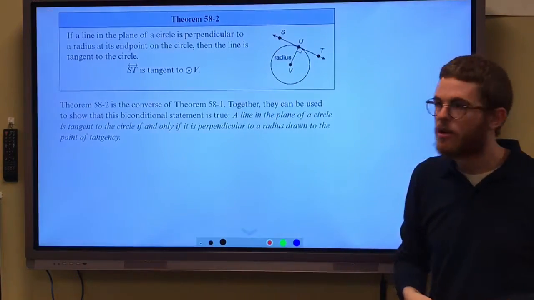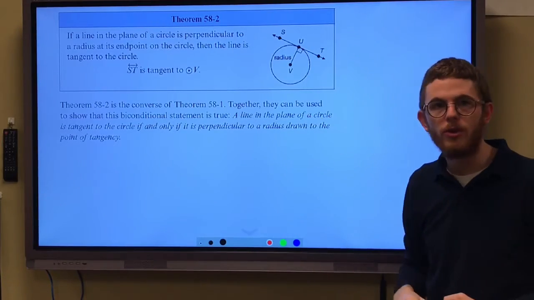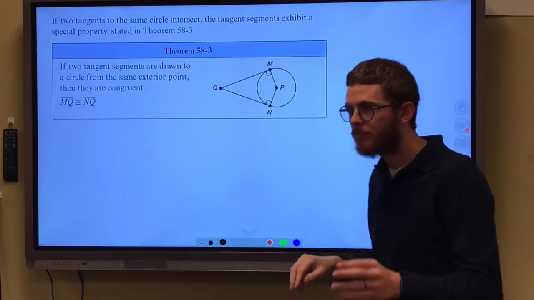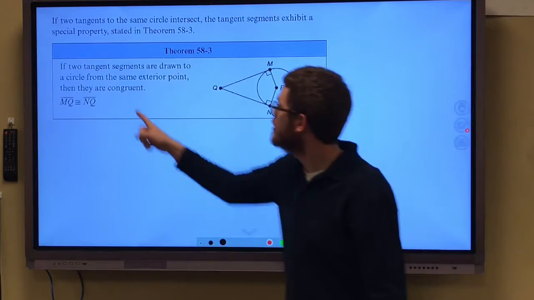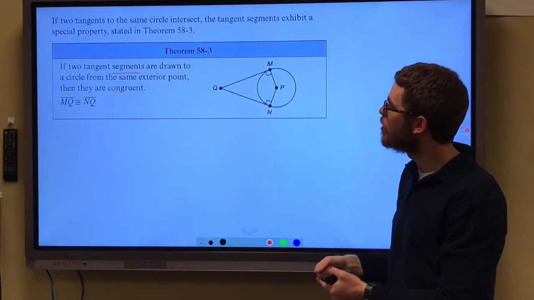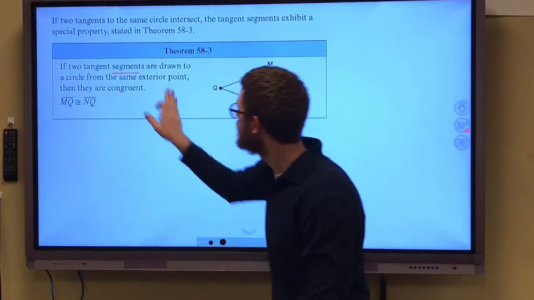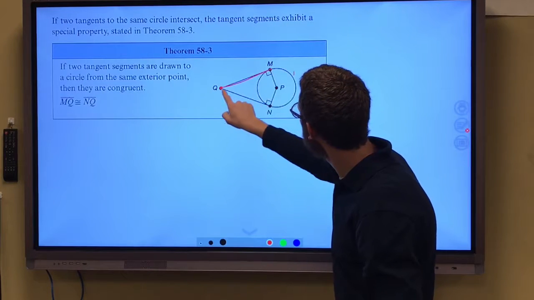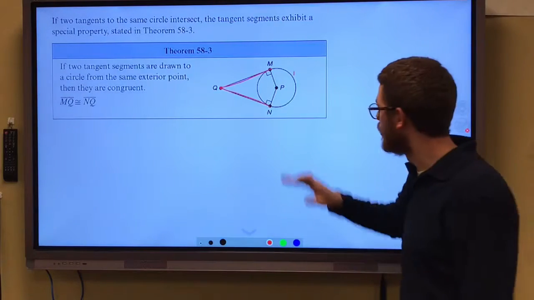This next theorem says that if the endpoint of a radius ends up being perpendicular to a line, that line is guaranteed to be a tangent. Next theorem says if two tangent segments, no, it's not just tangent lines, but we're talking about tangent segments where they have two endpoints, are drawn to a circle from the same exterior point, they're always going to be congruent. Point Q, exterior point, tangent segment to M, tangent segment to N, those two segments are congruent.